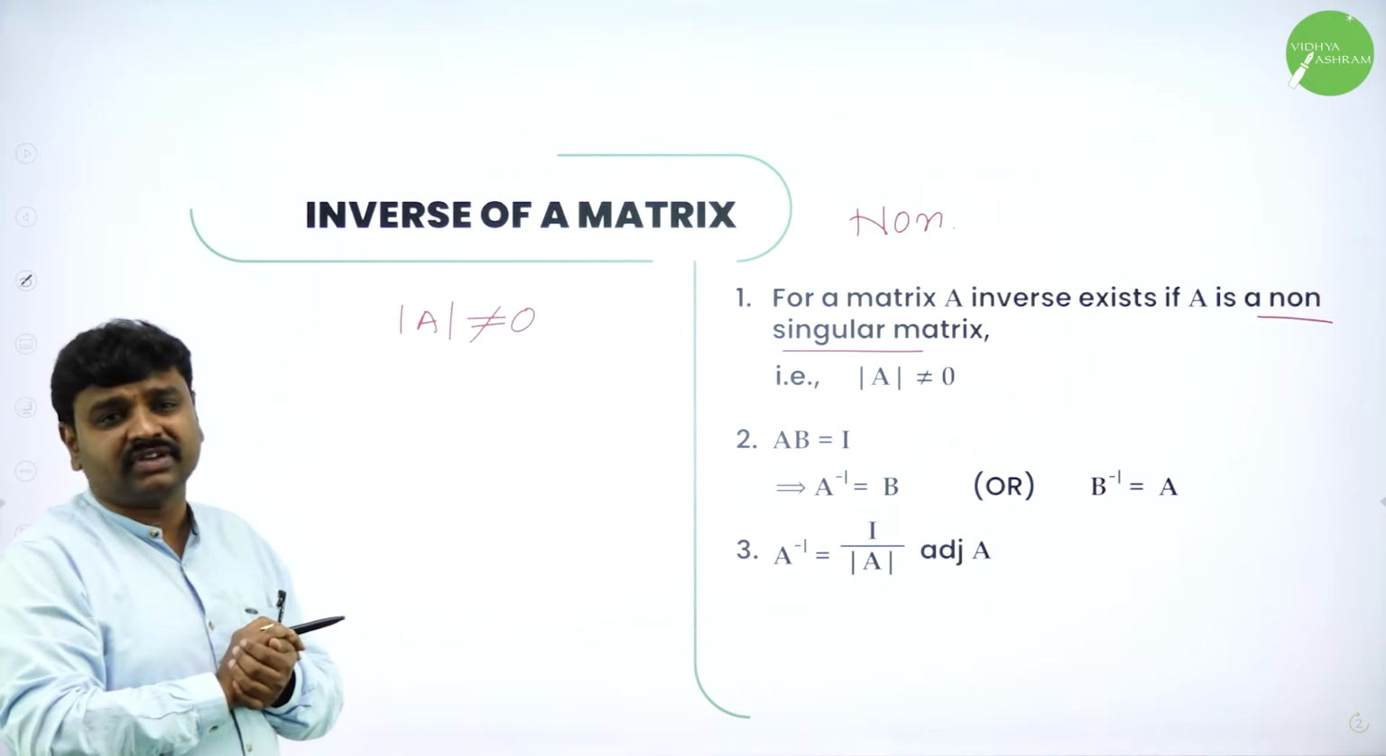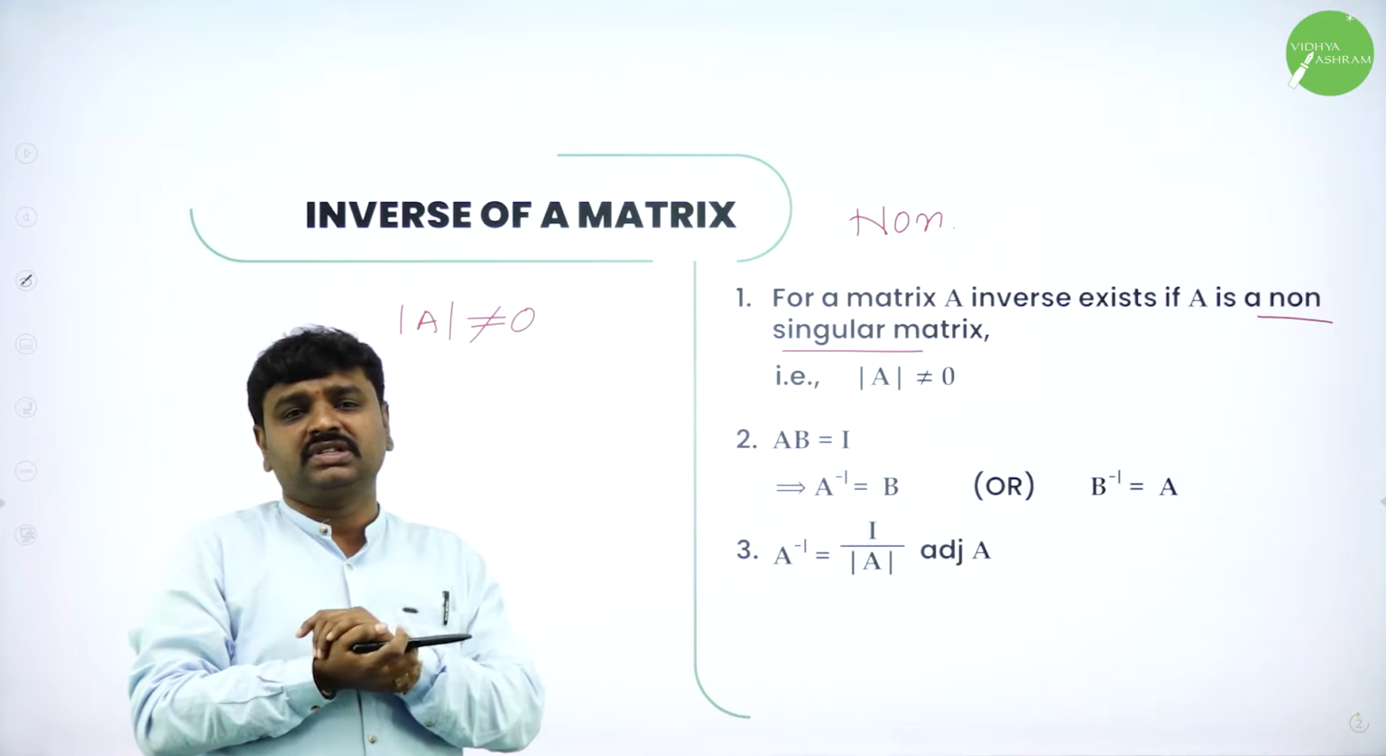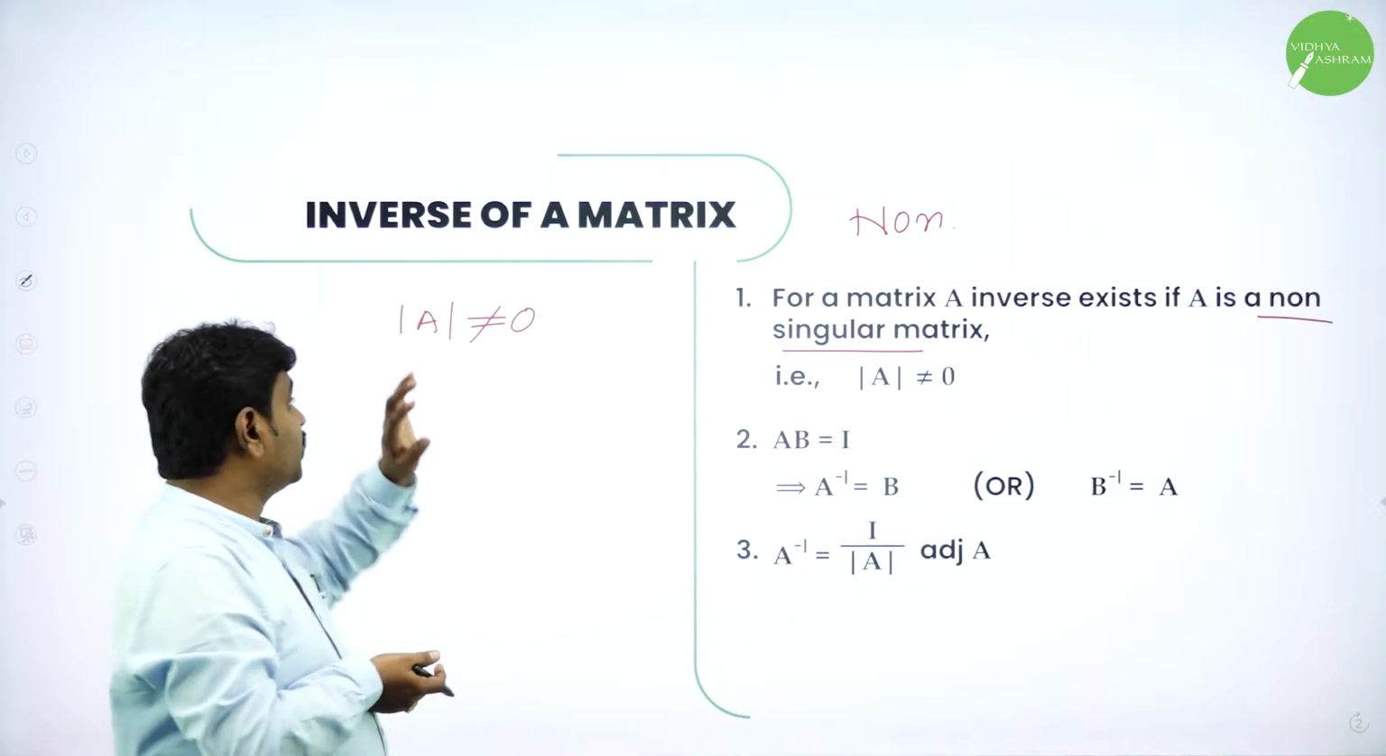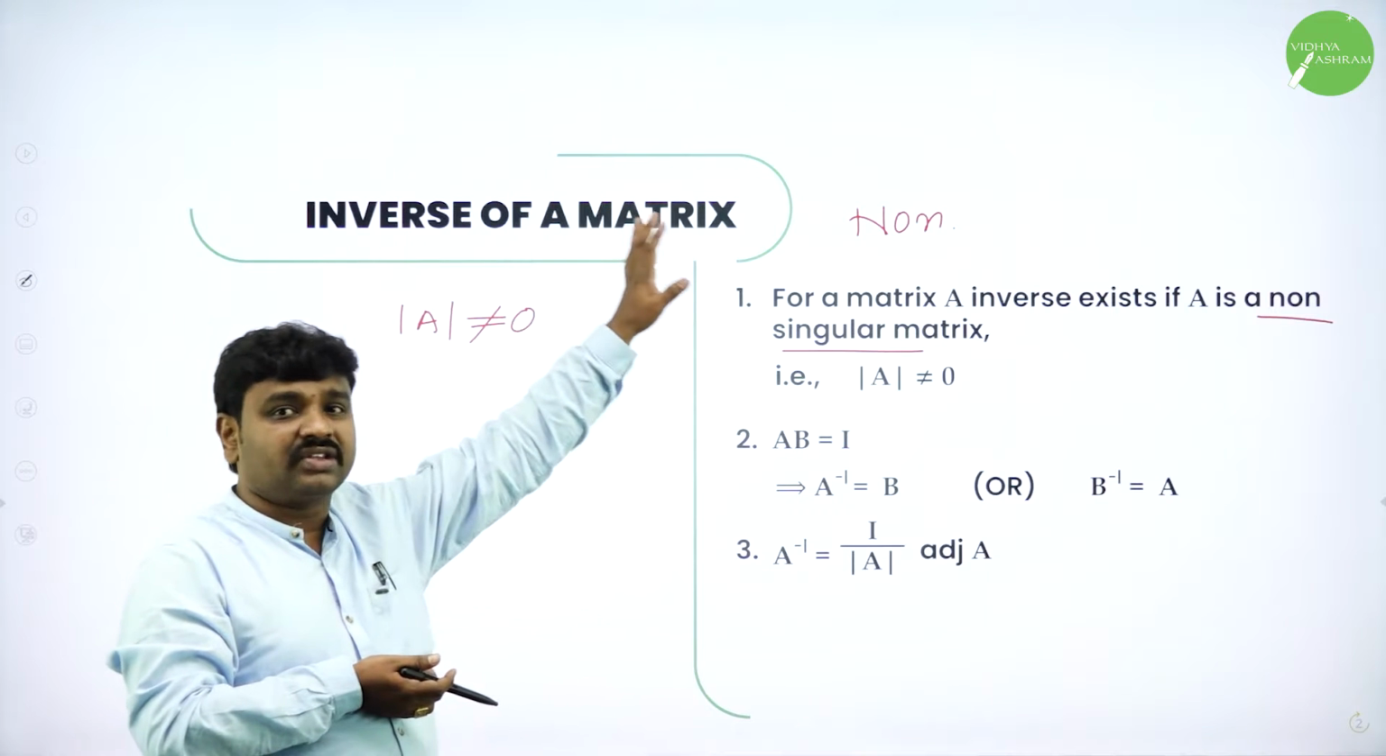Inverse exists only for non-singular matrix. For which matrix does inverse exist? For non-singular matrix inverse exists. What is a non-singular matrix? A matrix whose determinant is not 0 is non-singular.